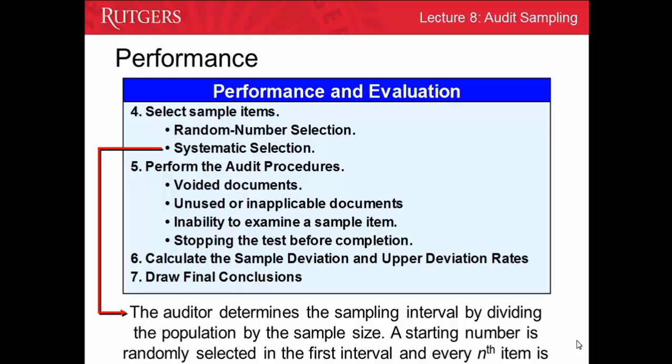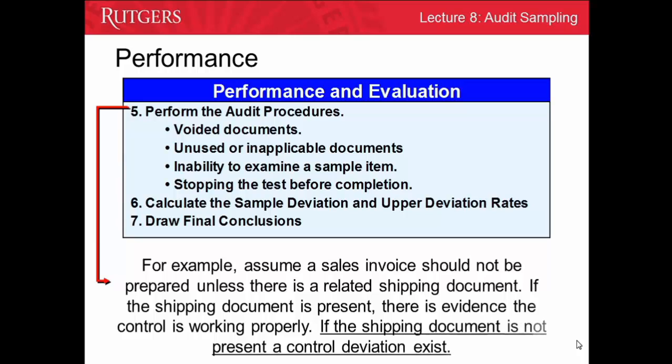To avoid the possibility that a systematic sample will miss systematic deviations in the population, the auditor can use several random starting points. Then, after we select the sampling items, we can perform the audit procedures.